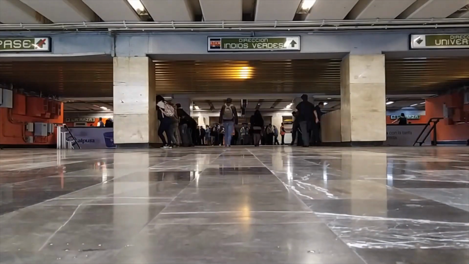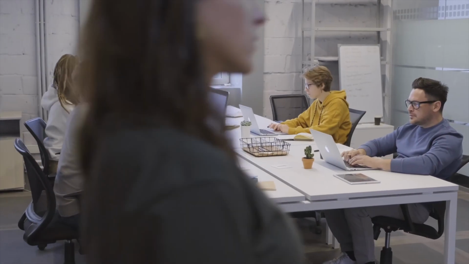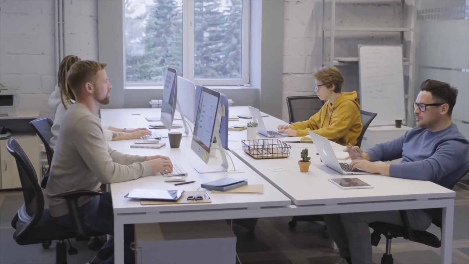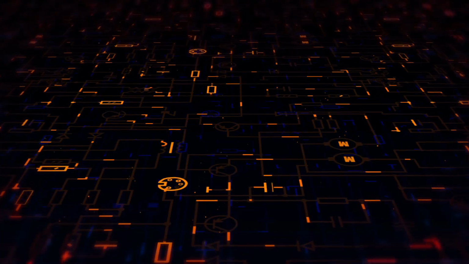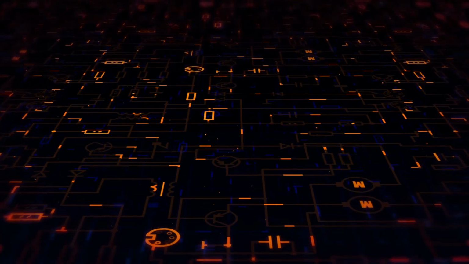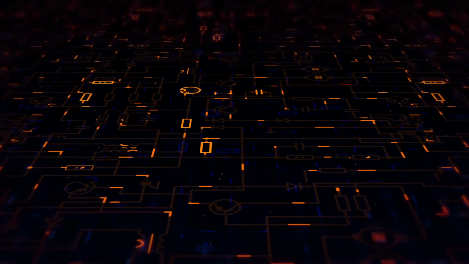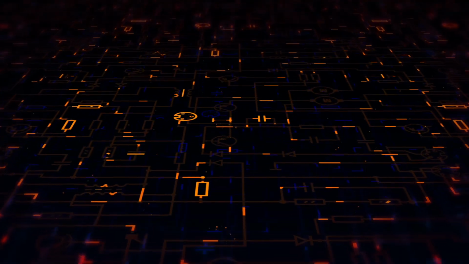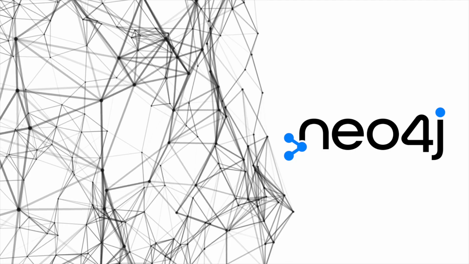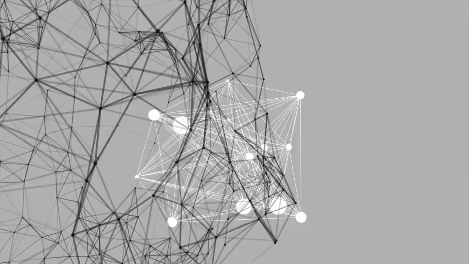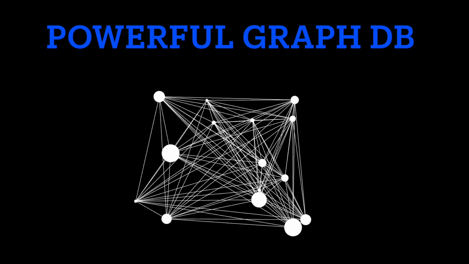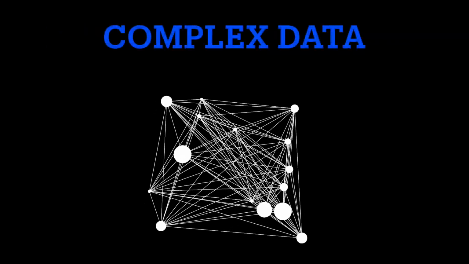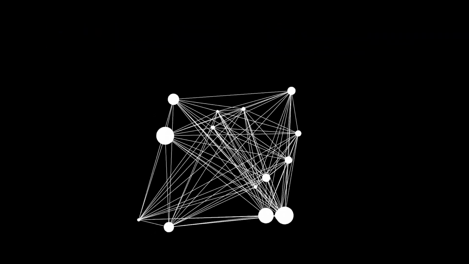In today's fast-paced world, businesses and organizations are generating vast amounts of data at an unprecedented rate. This data can come in many different forms and can be difficult to manage and analyze using traditional database systems. Here is where Neo4j enters in. Neo4j is a powerful and intuitive graph database that makes it easy to work with complex and interconnected data.